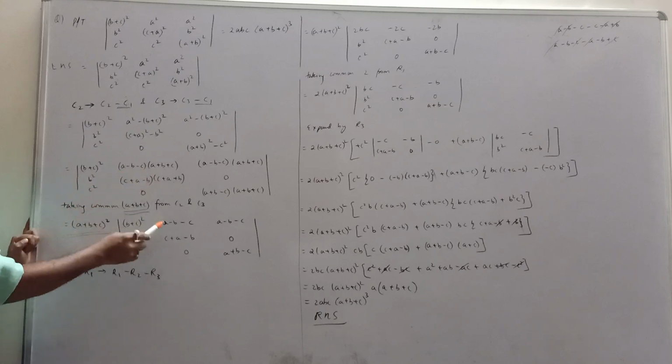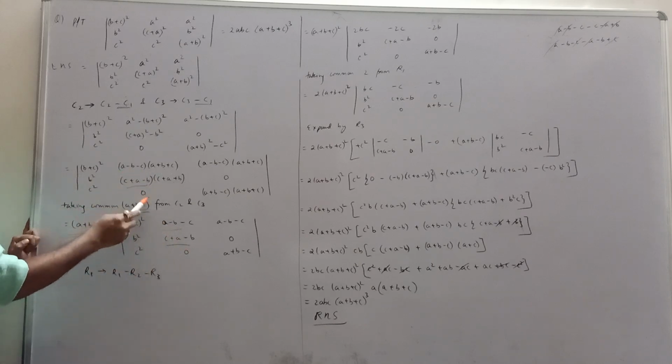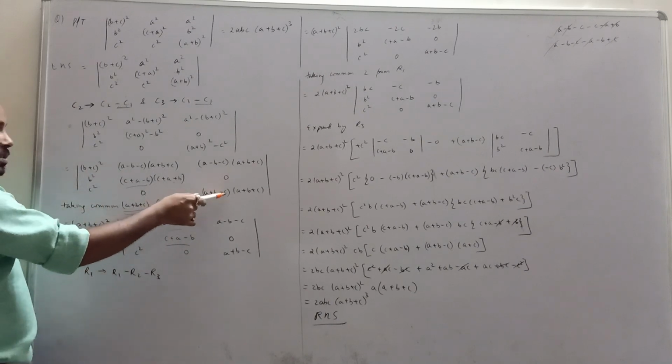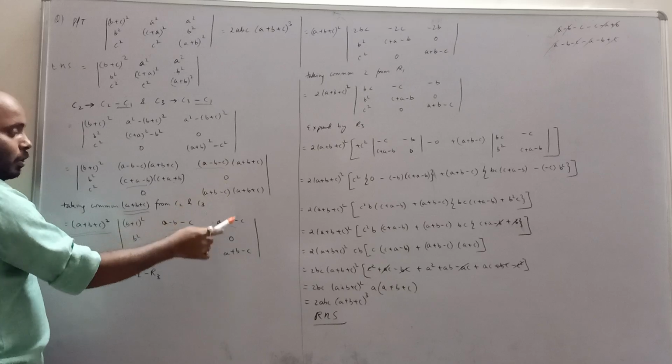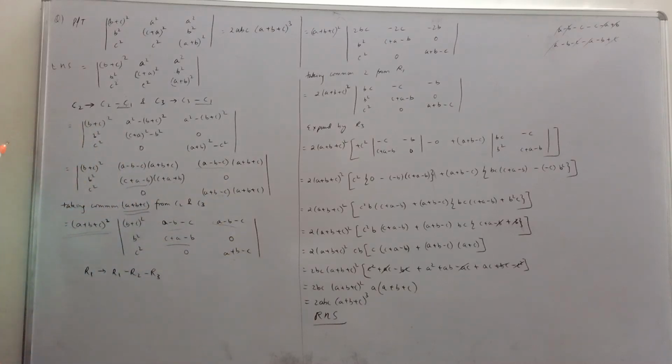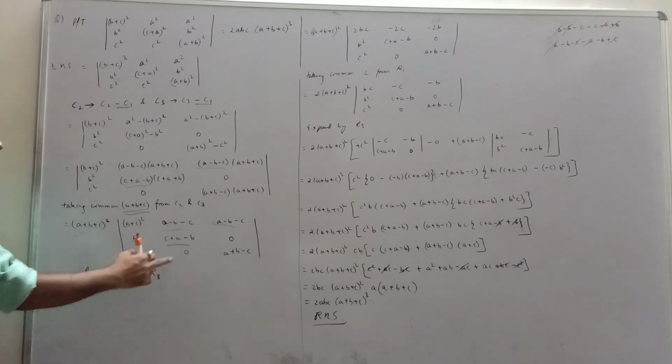So what am I left with? This term here and this term here. 0 will remain 0. Then again from C3, what did I do? I have taken a plus b plus c common. So I am left with this term here, 0 here and this here. Now we got a plus b plus c whole square also. Now again, what do we do? Again, we make a mistake.